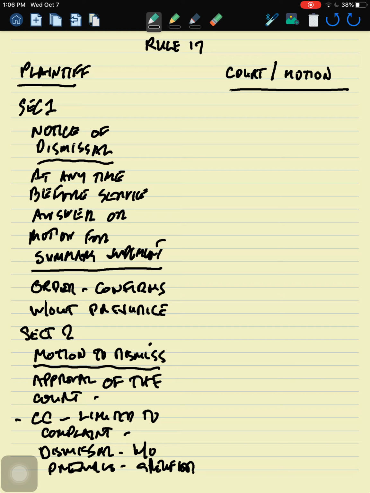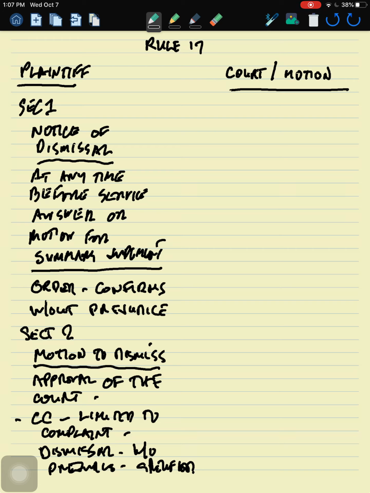As to the effect of the dismissal, a dismissal under Section 1 and under Section 2 is without prejudice unless specified otherwise. So when can it be specified otherwise? It can be specified otherwise in a situation where a dismissal with prejudice is really what the plaintiff wants to have. So if that is the case, it may be specified to be a dismissal with prejudice. Or under Section 2, there is a valid opposition on the part of the defendant that will warrant a dismissal with prejudice.